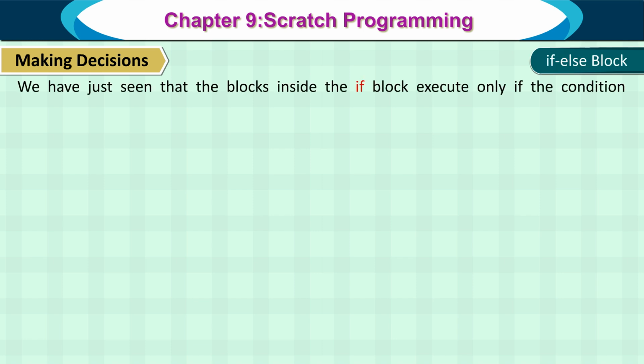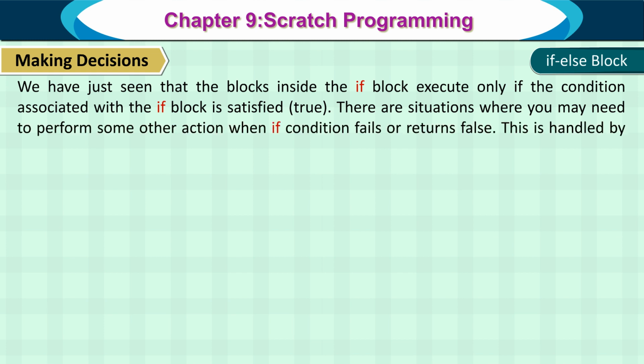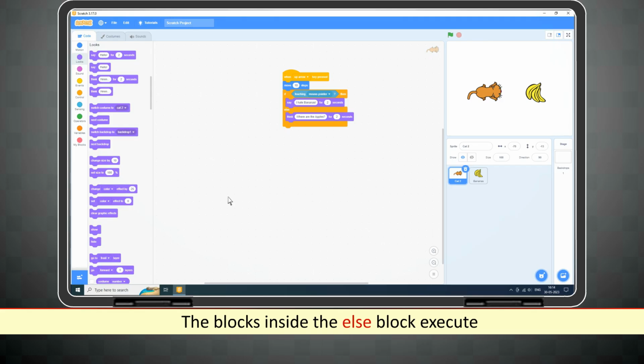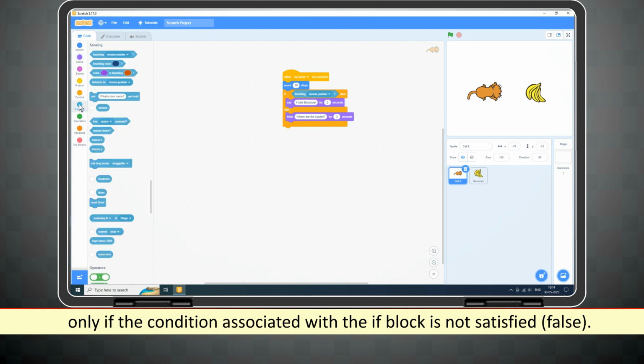If else block. We have just seen that the blocks inside the if block execute only if the condition associated with the if block is satisfied, true. There are situations where you may need to perform some other action when the if condition fails or returns false. This is handled by the else part of the if else block. The blocks inside the else block execute only if the condition associated with the if block is not satisfied, false.